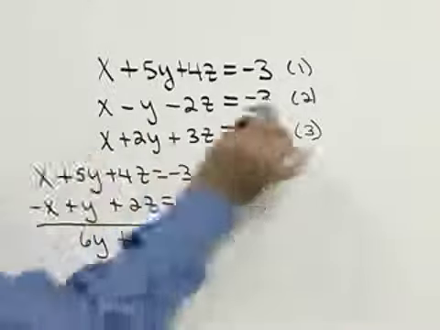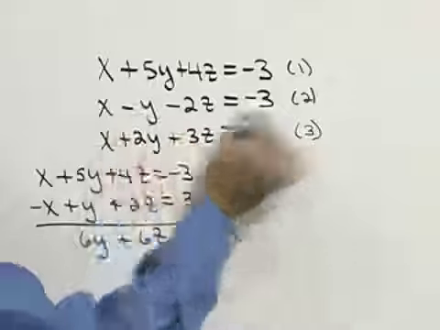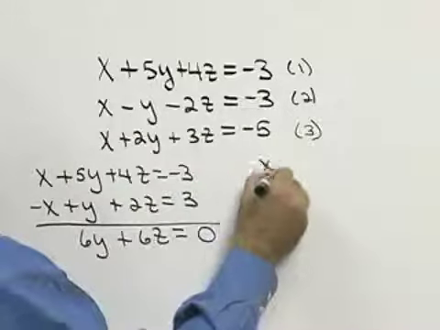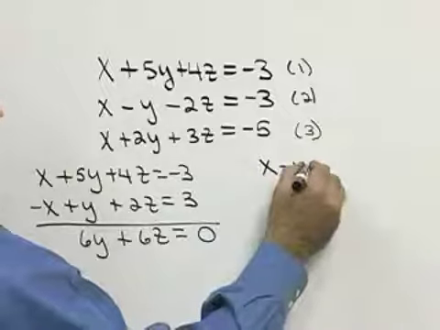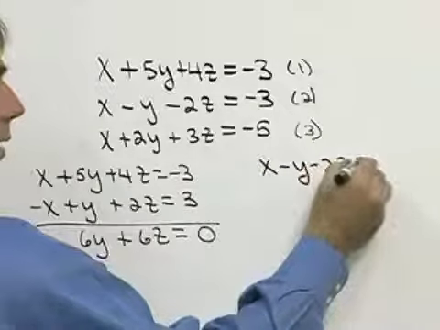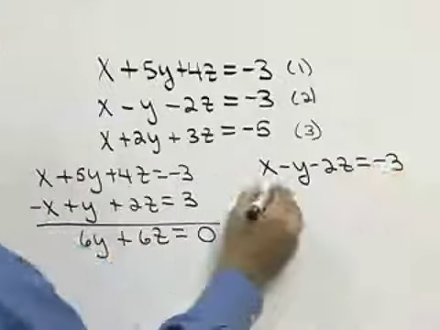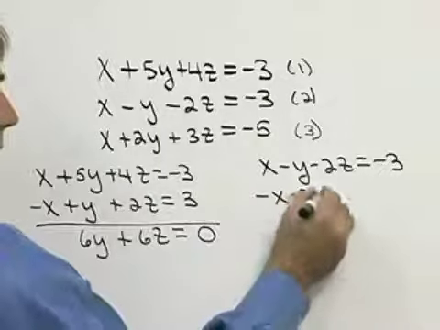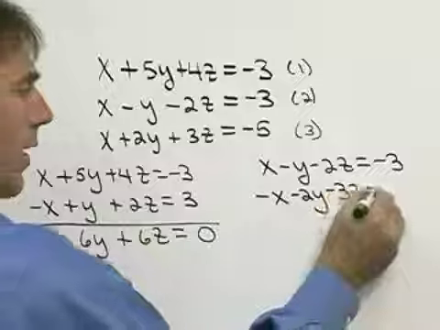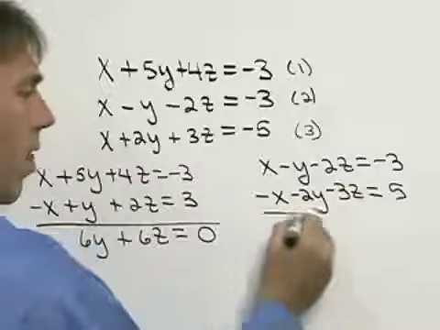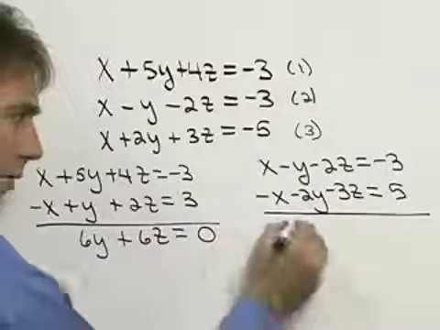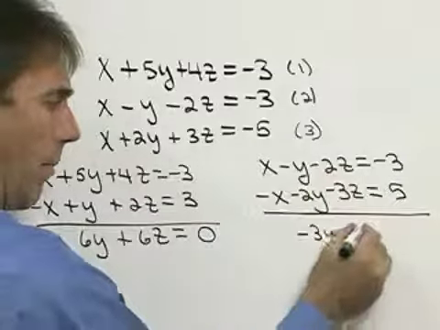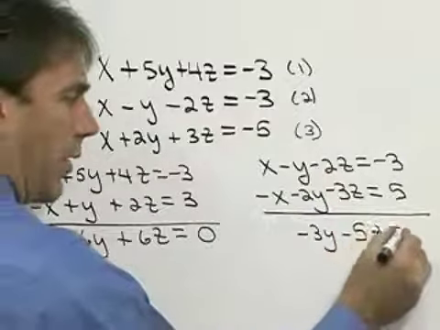Now let's take the second and the third equation. Let's leave the second one alone and multiply the third equation by -1. So we'll have x - y - 2z = -3. The third equation will have -x - 2y - 3z = 5. Adding, our x's drop out, and we have -3y - 5z = 2.